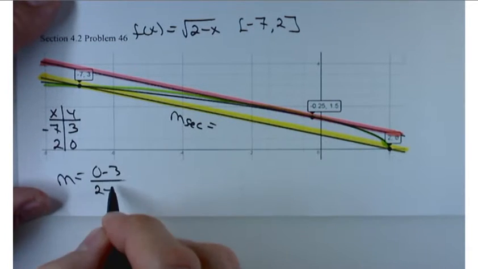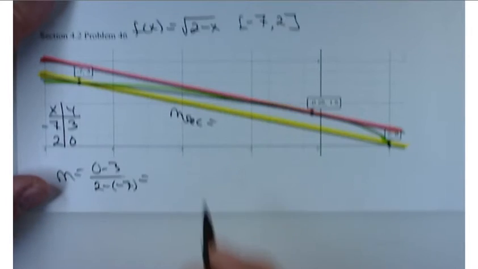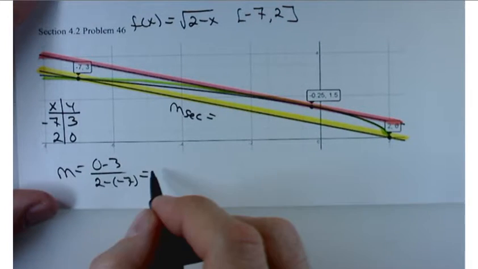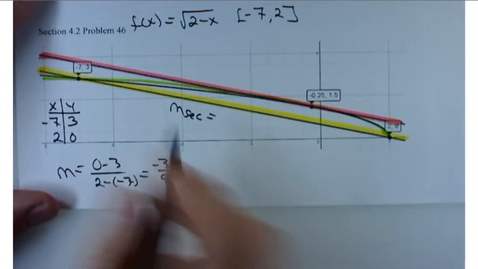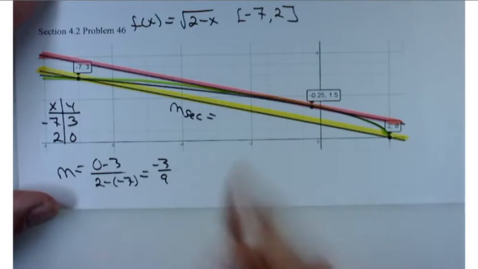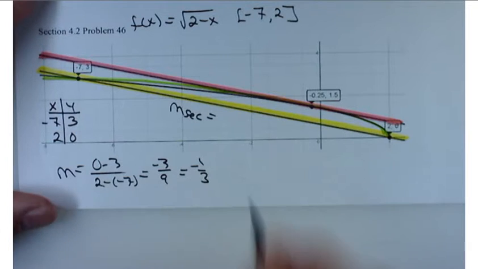Now, is it surprising that you're going to get a negative result? No. As you move from left to right, this line is decreasing, so you expect a negative slope. So that's the slope of the secant line.